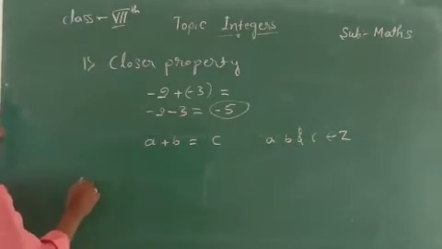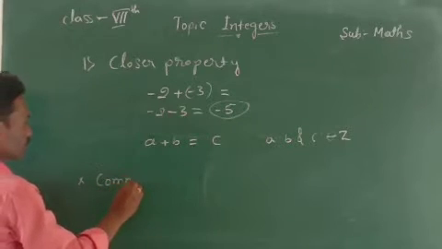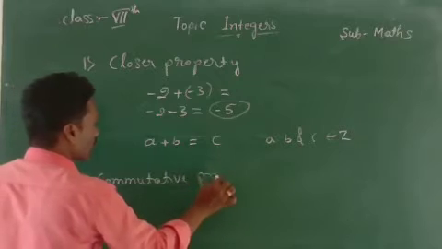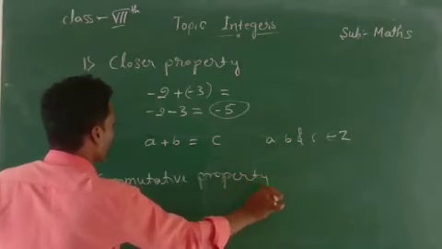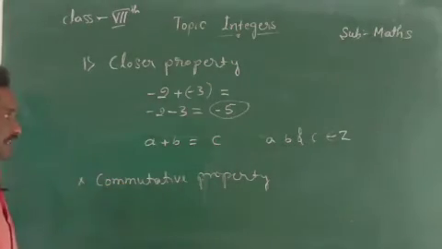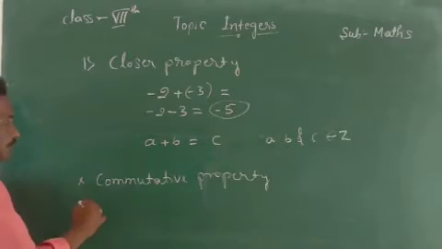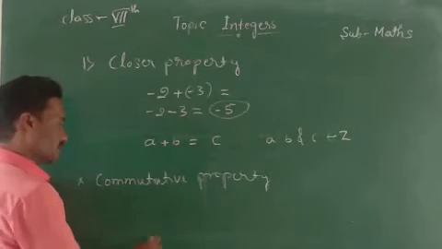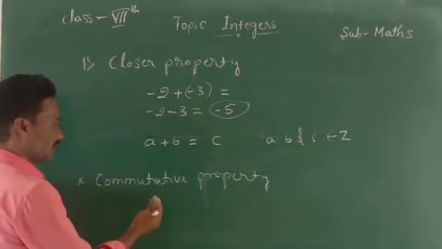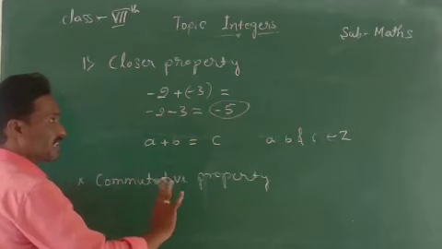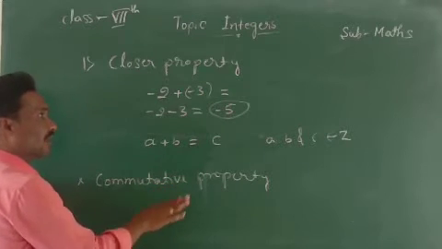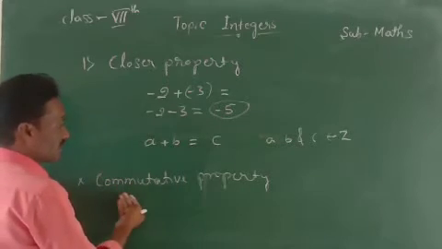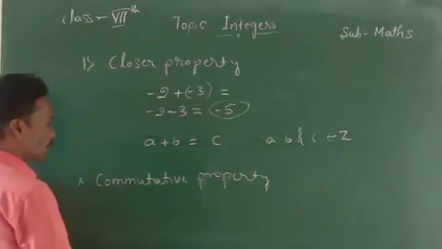And the next one is the commutative property. What does the commutative property tell us? Commutative property means if you add any two integers, by changing their order also, the value remains the same. That is called the commutative property.